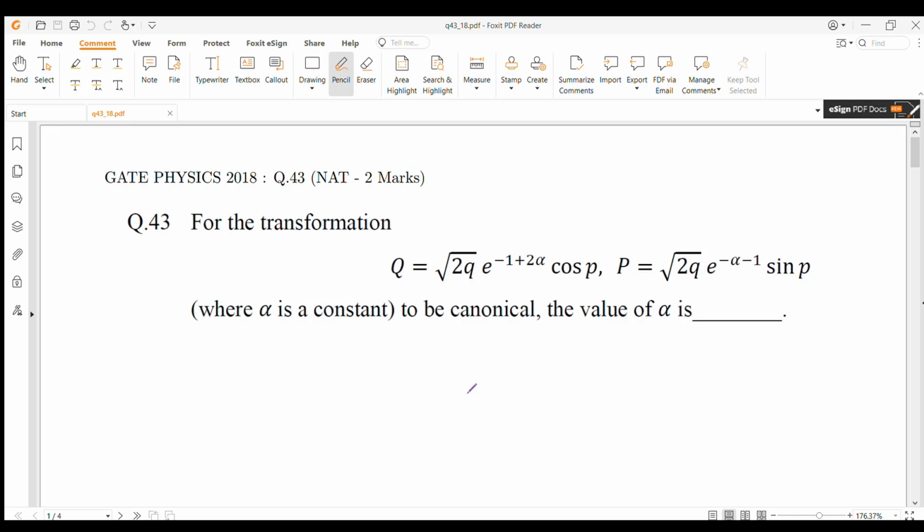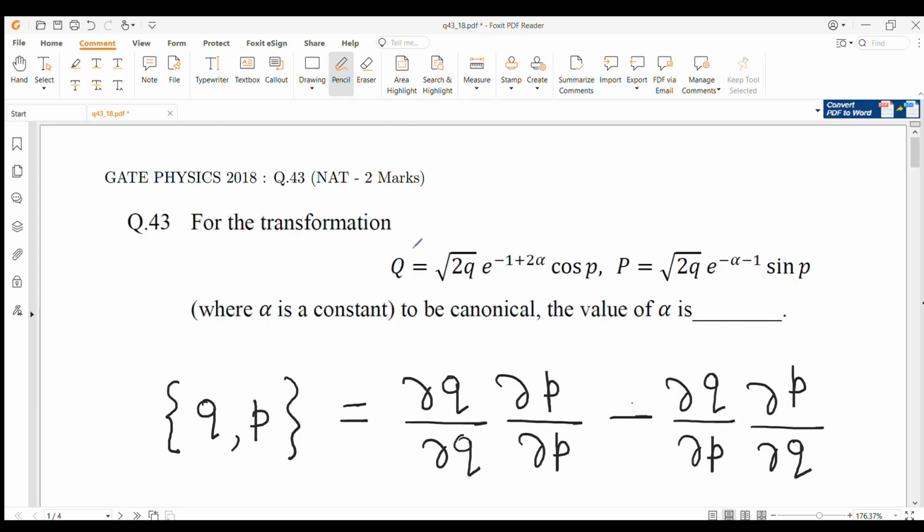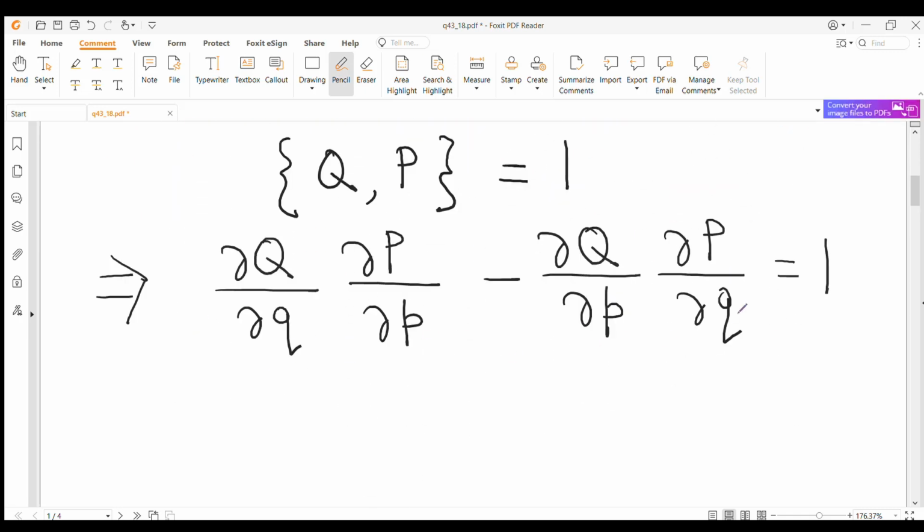Let's solve this question. The Poisson's bracket of small q and small p is equal to 1. Now if the transformation given by these two equations is canonical, then the Poisson's bracket between capital Q and capital P will also be equal to 1. Then we have this equation.